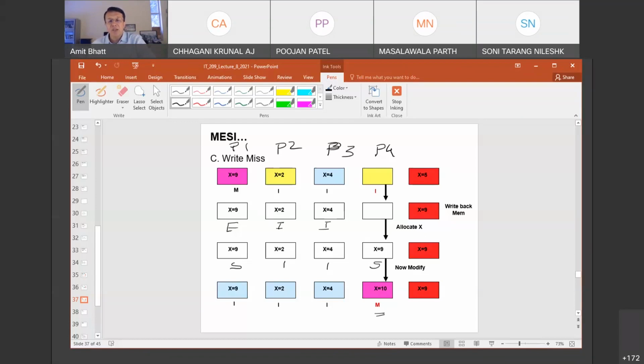Does anyone have any question on this one? Hello, sir. Yes. Sir, does each step take one cycle, or is this whole thing done in one cycle? Like flags are changing, writing back, and all this, will these take different cycles? Well, it's a good question. It depends on how you have designed your processor.